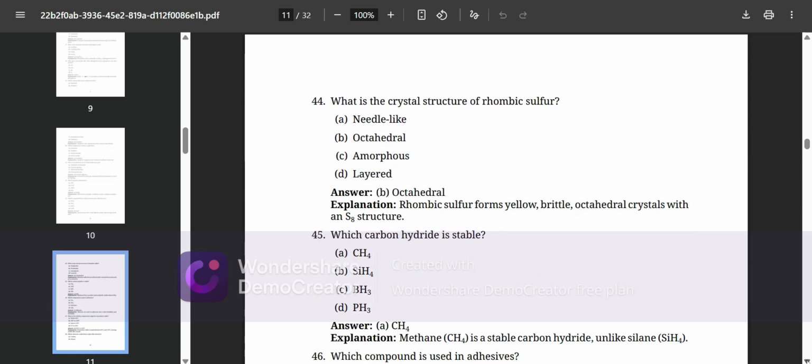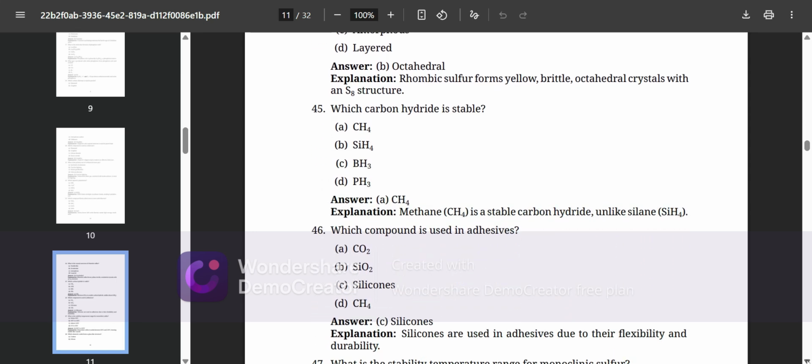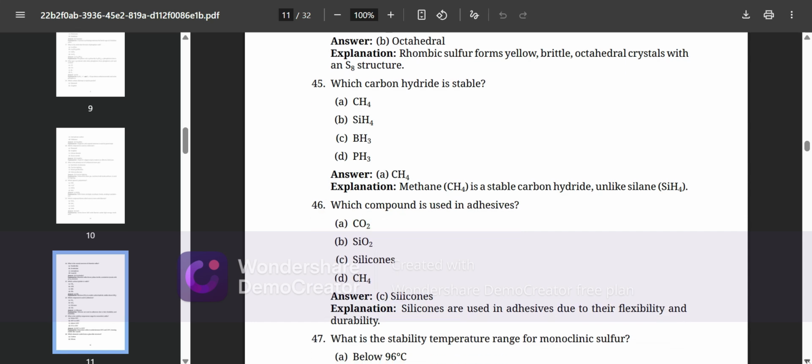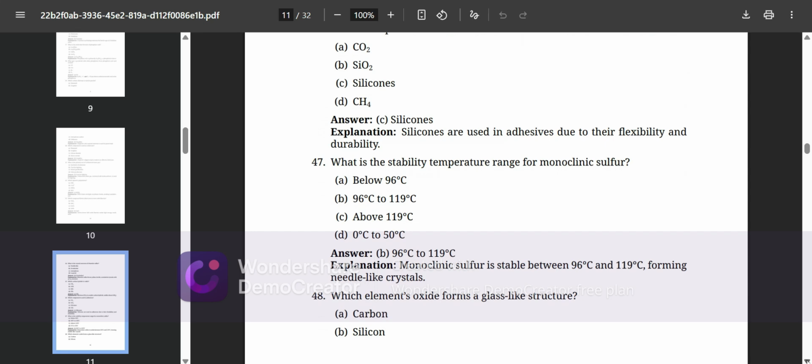What is the crystal structure of rhombic sulfur? Octahedral. Rhombic sulfur forms yellow brittle octahedral crystals with an S8 structure. Which carbon hydride is stable? CH4. Methane CH4 is a stable carbon hydride, unlike silane SiH4. Which compound is used in adhesive? Silicones. Silicones are used in adhesives due to their flexibility and durability.